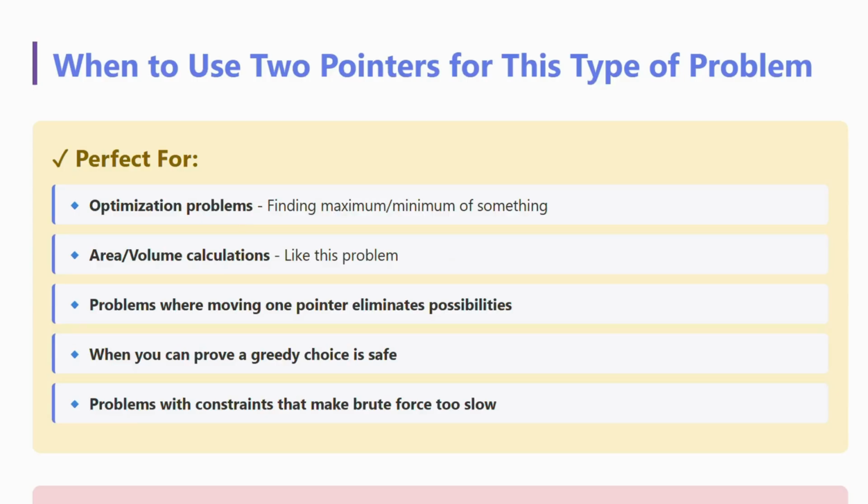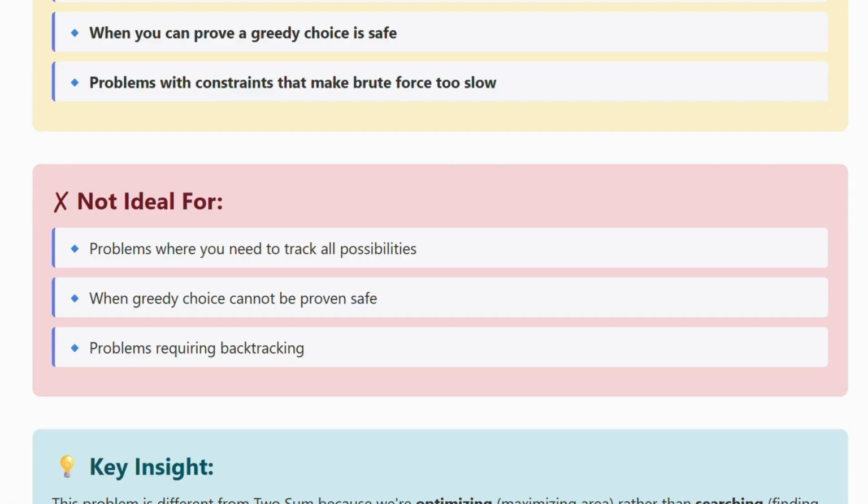So when should you use this solution for such types of problems? When you have optimization problems like finding the maximum or minimum of something, area and volume calculations like this problem, problems where moving one pointer eliminates possibilities, when you can prove a greedy choice is safe, and problems with constraints that make brute force too slow. It is not ideal for problems where you need to track all possibilities, when the greedy choice cannot be proven safe, or problems requiring backtracking.